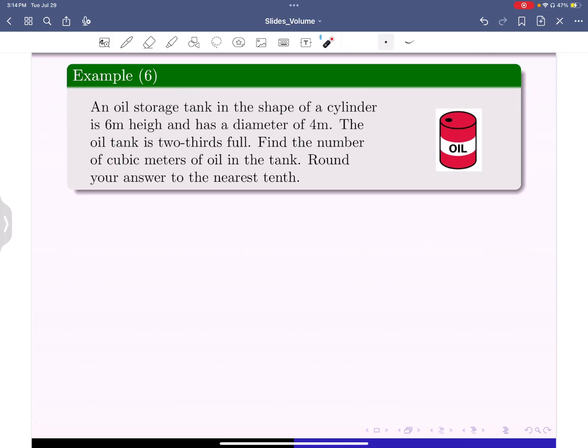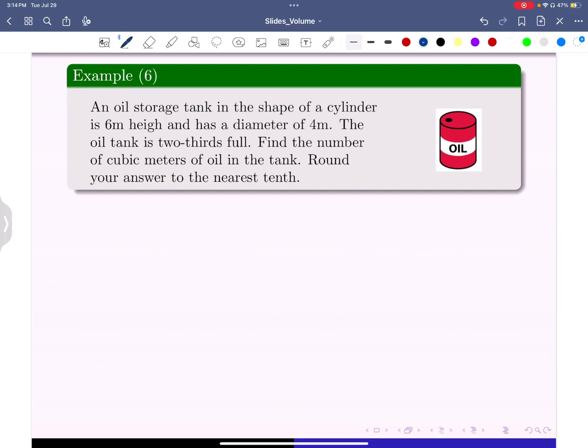Example 6. An oil storage tank in the shape of a cylinder is 6 meter high and has a diameter of 4 meter. The oil tank is 2/3 full. Find the number of cubic meters of oil in the tank. Round your answer to the nearest tenth.